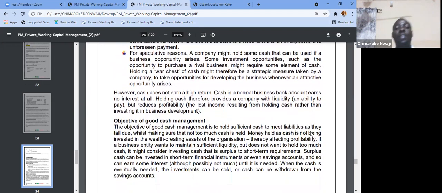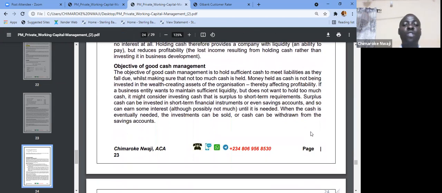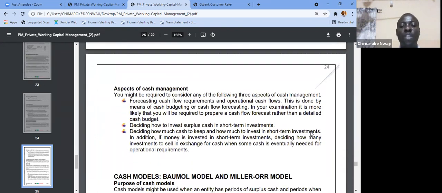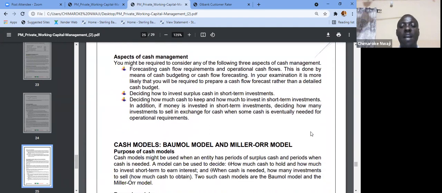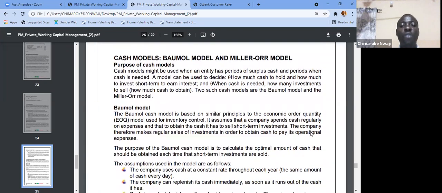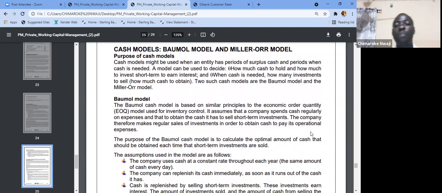Now, having known the objectives of holding cash, what are the ways in which we can manage our cash? That will lead us to the cash models, which we call the Baumol model and the Miller-Orr model. What is the Baumol model? What is the Miller-Orr model?